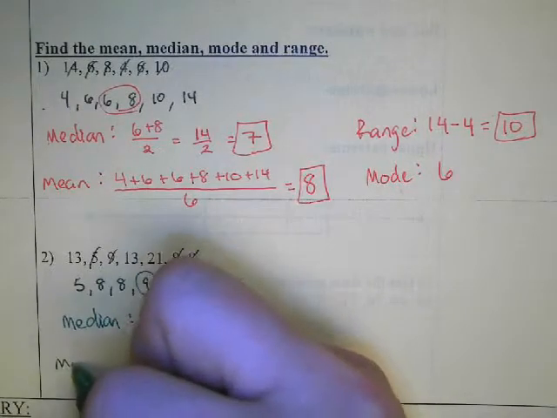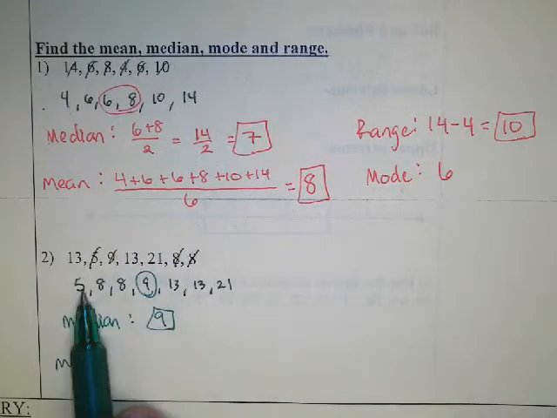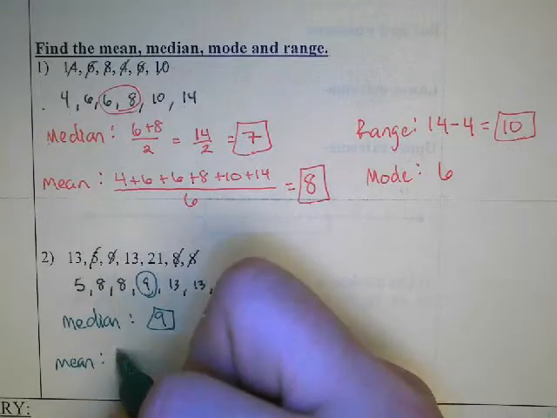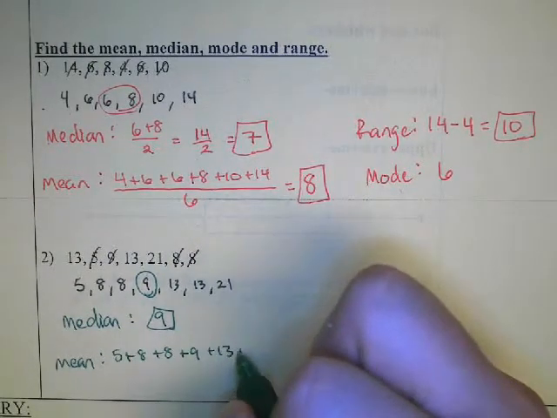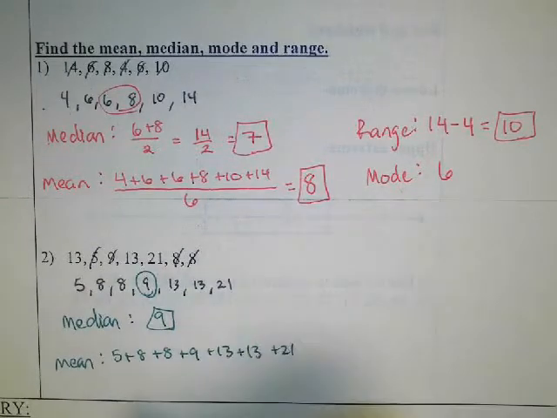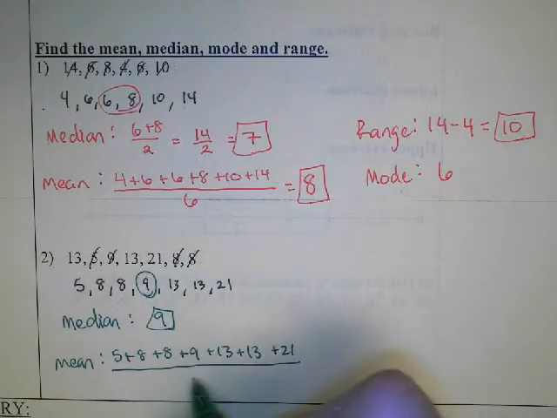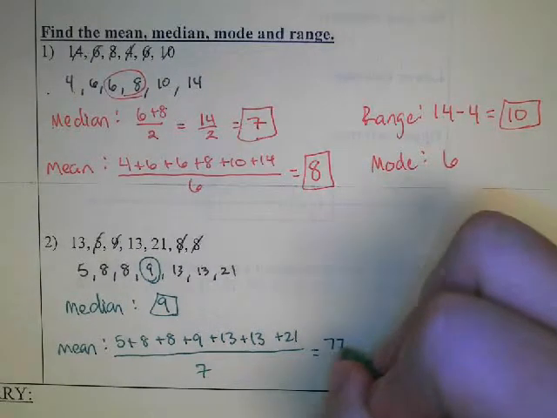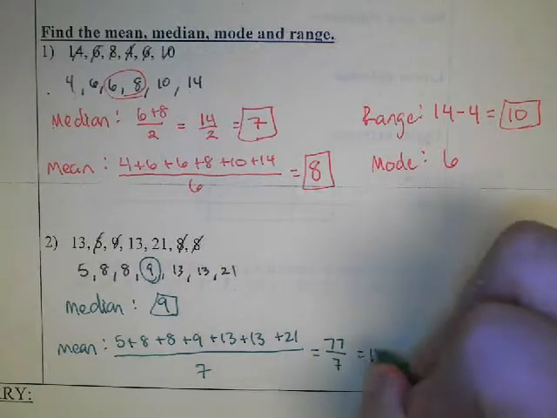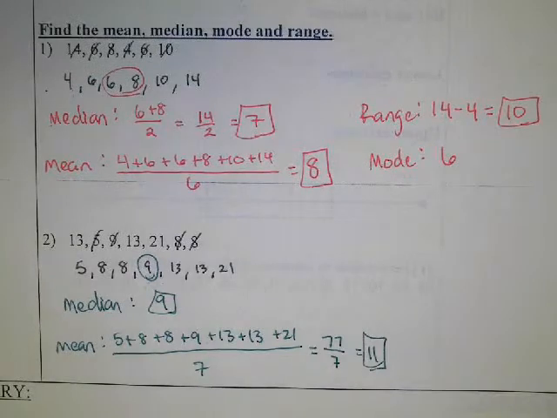Now the mean, I will add up all the data points, all 7, and divide by 7. So 5 plus 8 plus 8 plus 9 plus 13 plus 13 plus 21. And since there are 7 data points, I will divide this by 7. And then when we do that, we get 77 over 7, which is equal to 11. So my mean is 11.